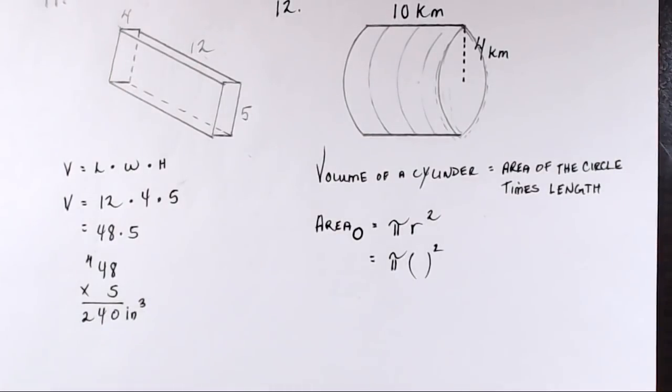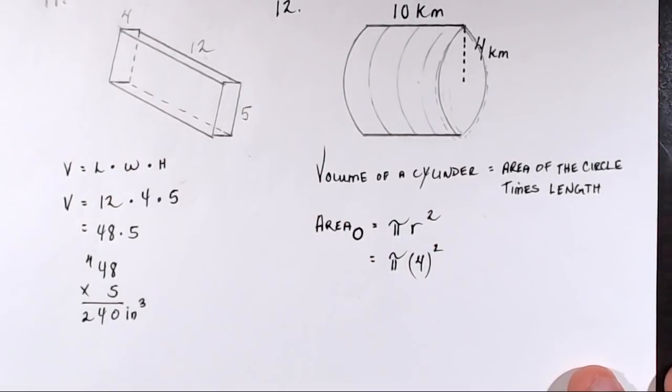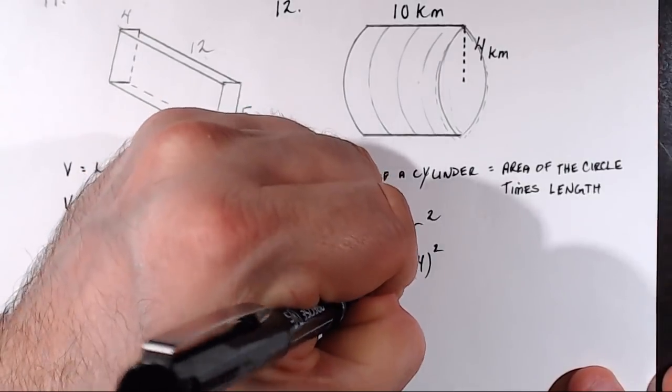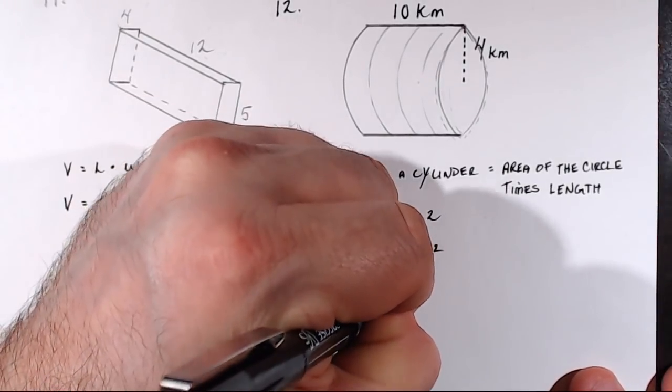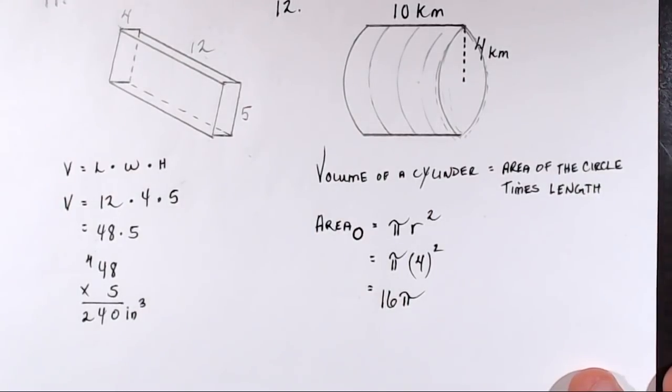What's the radius of the circle? It's got to be 4. So now it's pi times 4 squared. So the area of the circle is going to be 16 pi. That's the area of the circle.